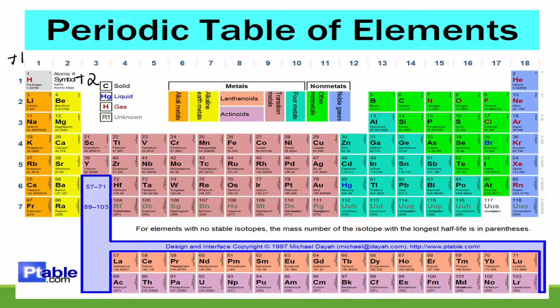Now in groups 3 through 11, these are what are known as the transition metals. These do not necessarily have specific charges because there can be a multitude of charges for these. Some can be +1, sometimes +2, sometimes 3, 4, even 5. So they are going to give you a Roman numeral when you're writing the formula to signify the charge for these.